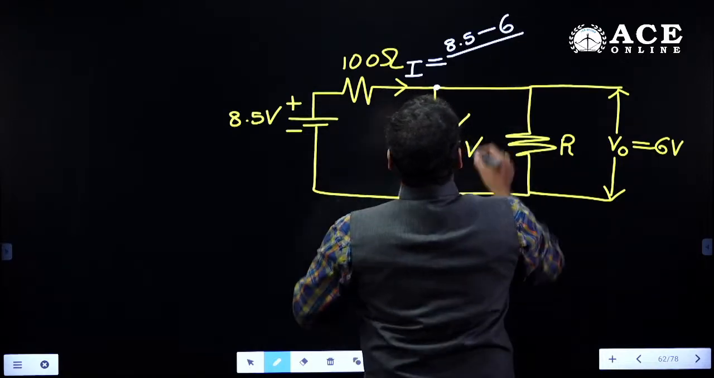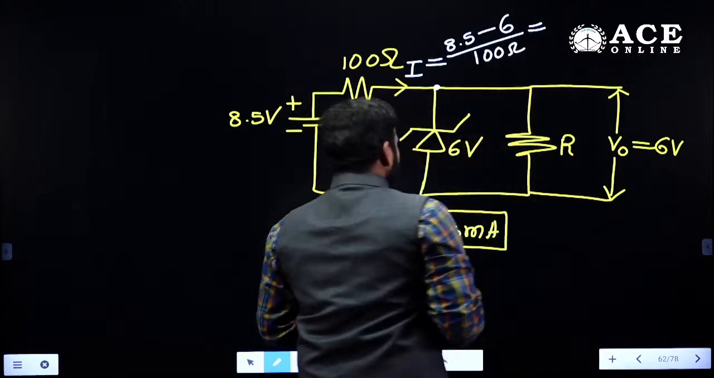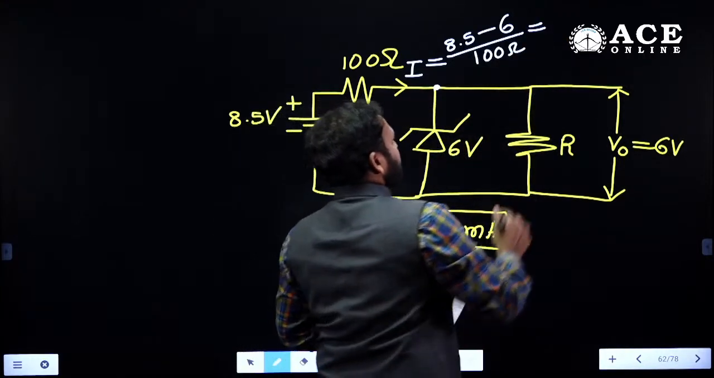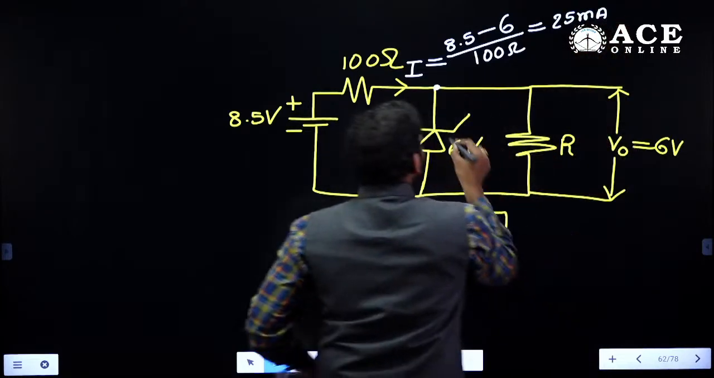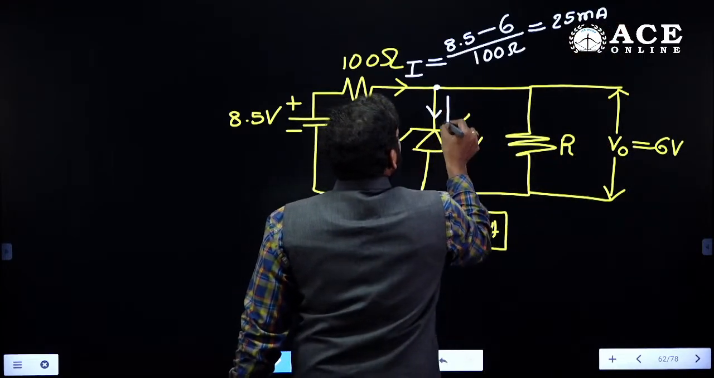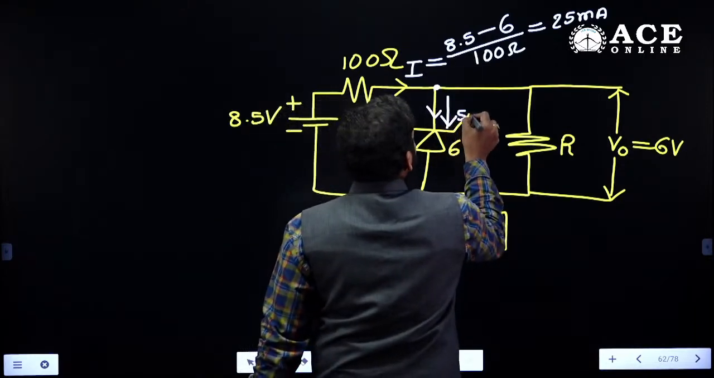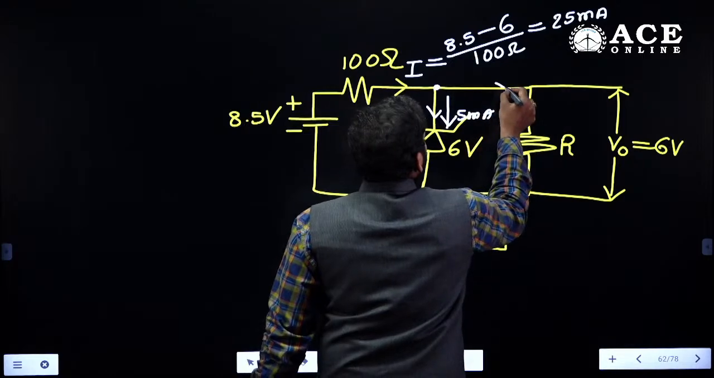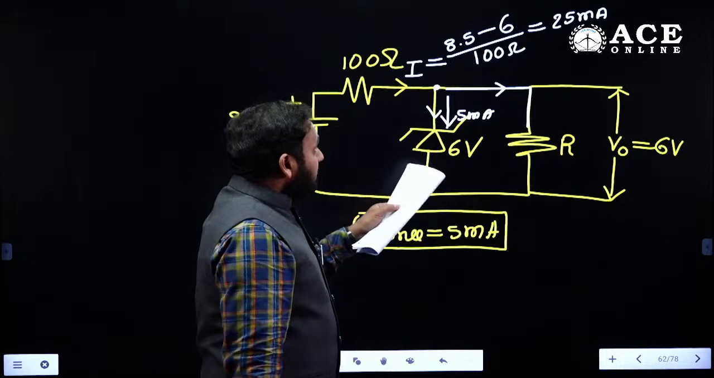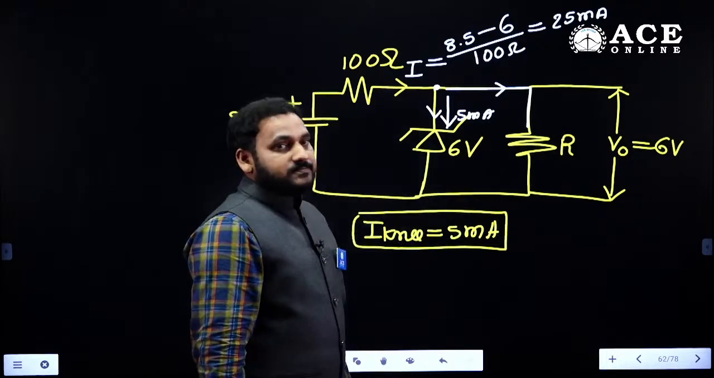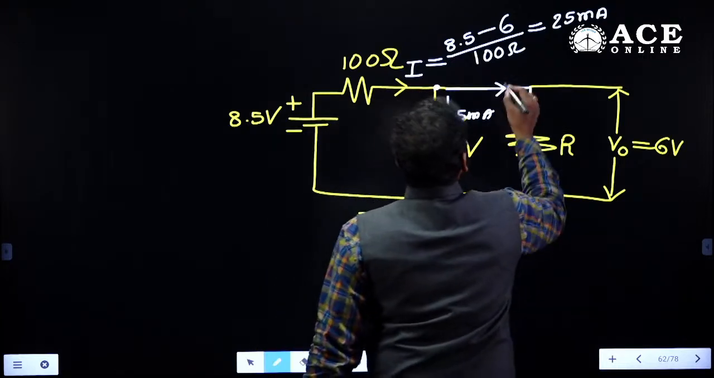8.5 minus 6 by the resistance of 100 ohms. If you calculate it, you will get 25 milliamperes. But what should be the minimum amount of current passing through the Zener diode? 5 milliamperes. That means the current which is passing through the load should not be more than the difference of these currents. What is the difference of these currents? 25 milli minus 5 milli.